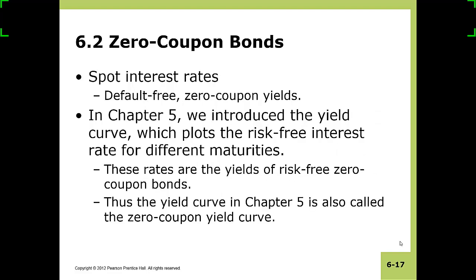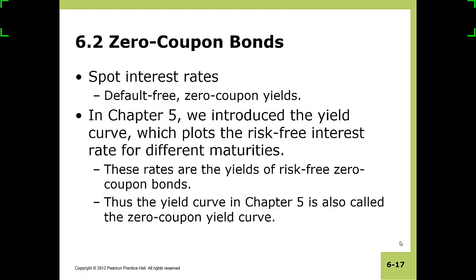The spot interest rates, the default-free rates for the zero coupon bonds: in Chapter 5 we introduced the yield curve, which plots the risk-free interest rate for different maturities. And these rates are the yields of risk-free zero coupon bonds. Now this becomes important as we get toward the end of the chapter, because these are risk-free, and then corporations have their own bonds, and they are absolutely not risk-free. So then you look at the difference between the risk-free yield to maturity and the actual yield to maturity for these corporate bonds.